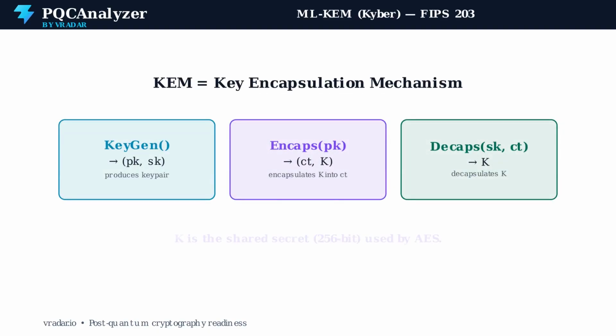KEM stands for Key Encapsulation Mechanism. It exposes three operations. KeyGen produces a public-private key pair. Encaps takes the public key and produces both a shared secret K and a ciphertext CT that wraps K. Decaps takes the secret key and CT and recovers the same K. K is typically 32 bytes, used as the AES symmetric key.